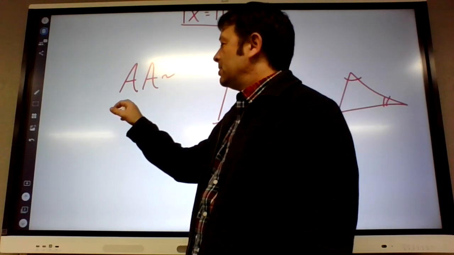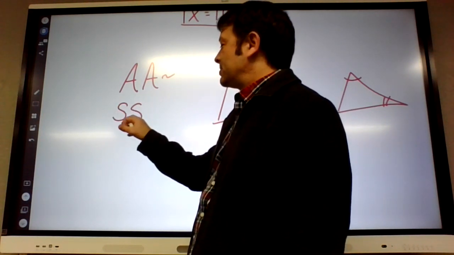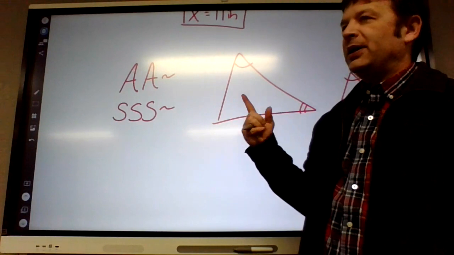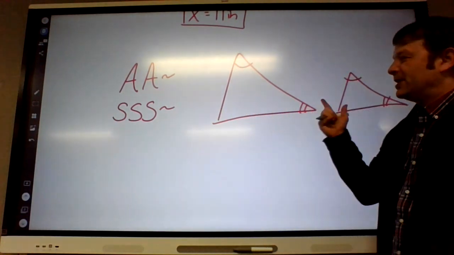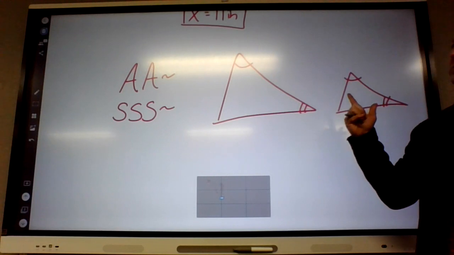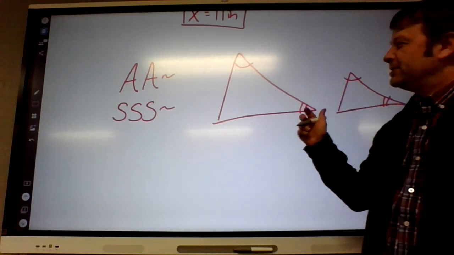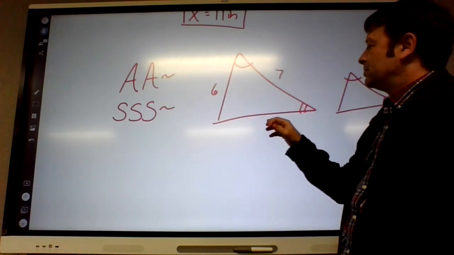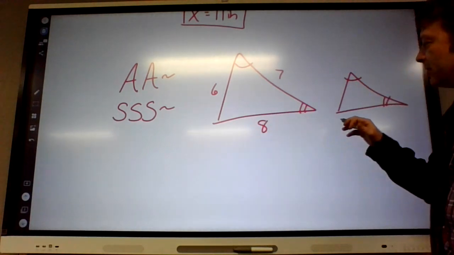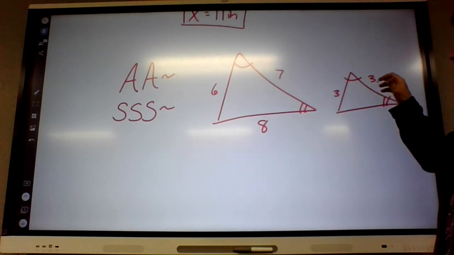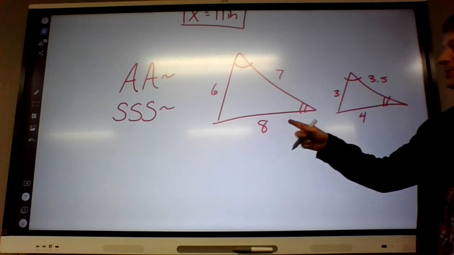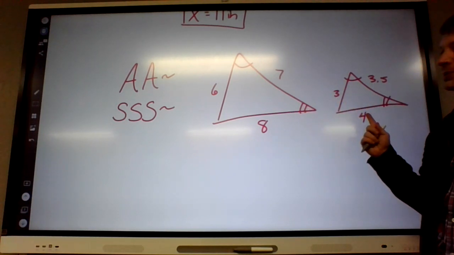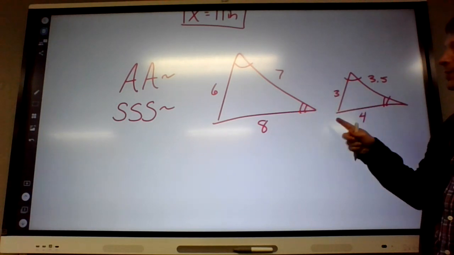Side, which means all three pairs of sides. Are they congruent? What do we know about all three pairs of sides? They have the same ratio. Yeah, all the ratios are the same. So in this case, it's 8 to 4, 6 to 3. That'd be a 2-to-1 ratio. These two triangles would be similar by side similarity because 6/3 equals 8/4 equals 7/3.5.